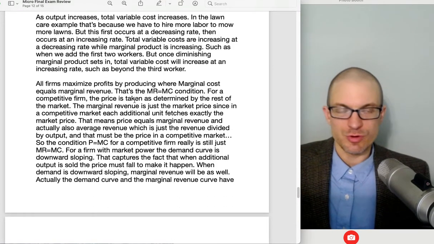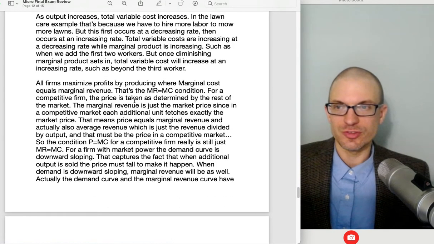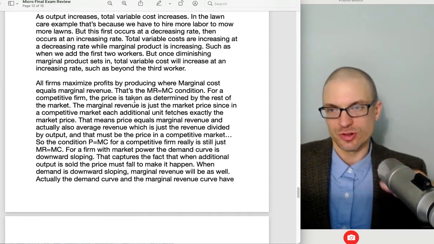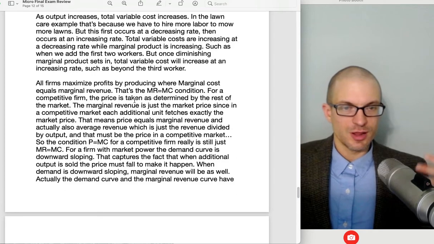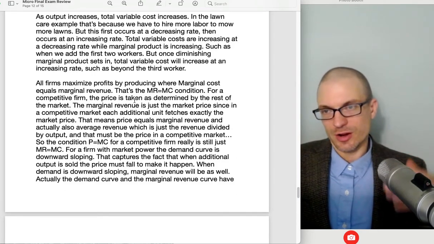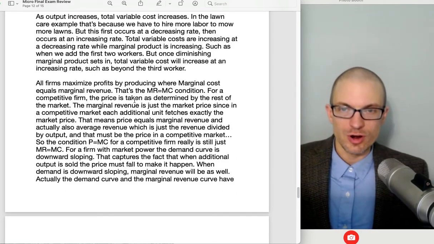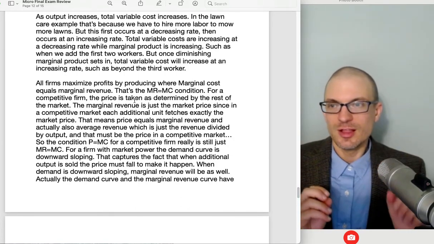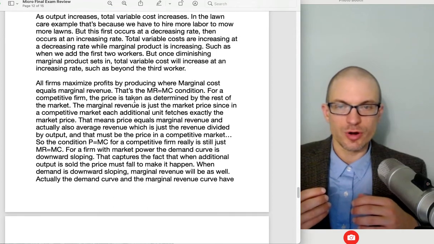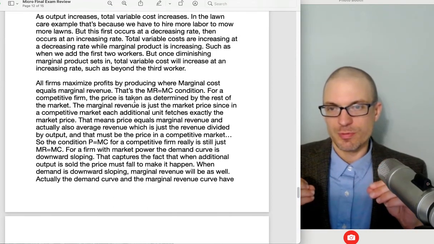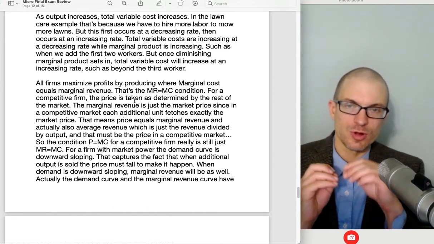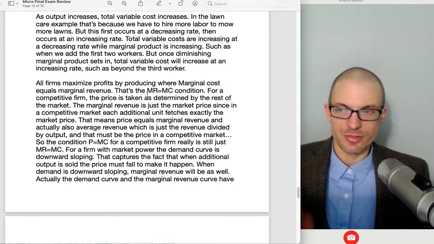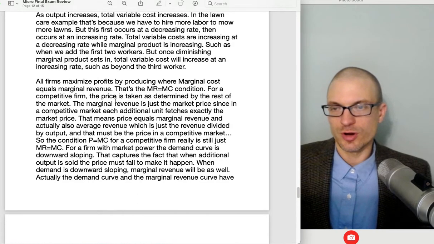Now, as output increases, total variable cost increases. In the lawnmower example, it's because we have to hire more labor to mow additional lawns. This first occurs at a decreasing rate, then occurs at an increasing rate. So total variable costs are increasing at a decreasing rate while marginal product is increasing, such as when we're adding the first 2 workers. And then once diminishing marginal product sets in, total variable cost increases at an increasing rate, such as beyond the third worker.